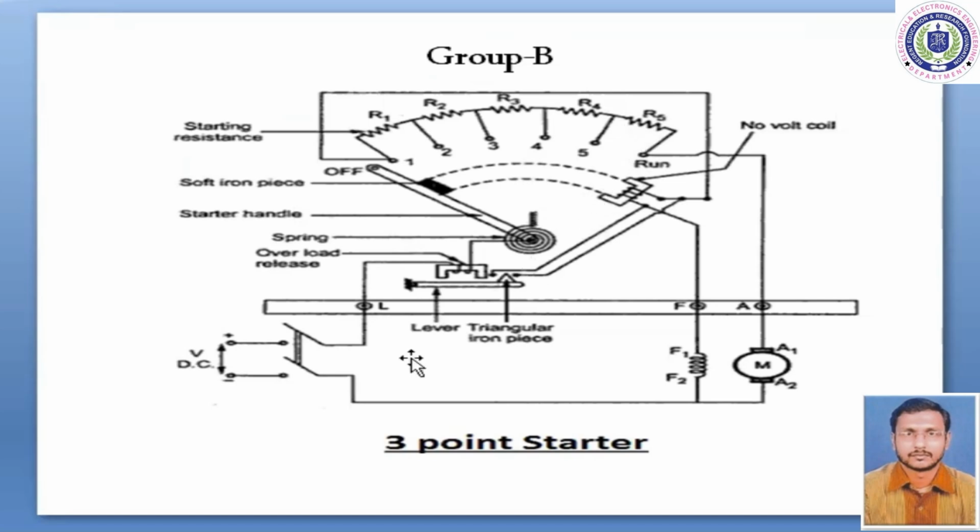Suppose there is a loss of voltage or by chance the supply voltage is disconnected. At that time, the no voltage coil will be de-energized and that will automatically push this handle to the off position.